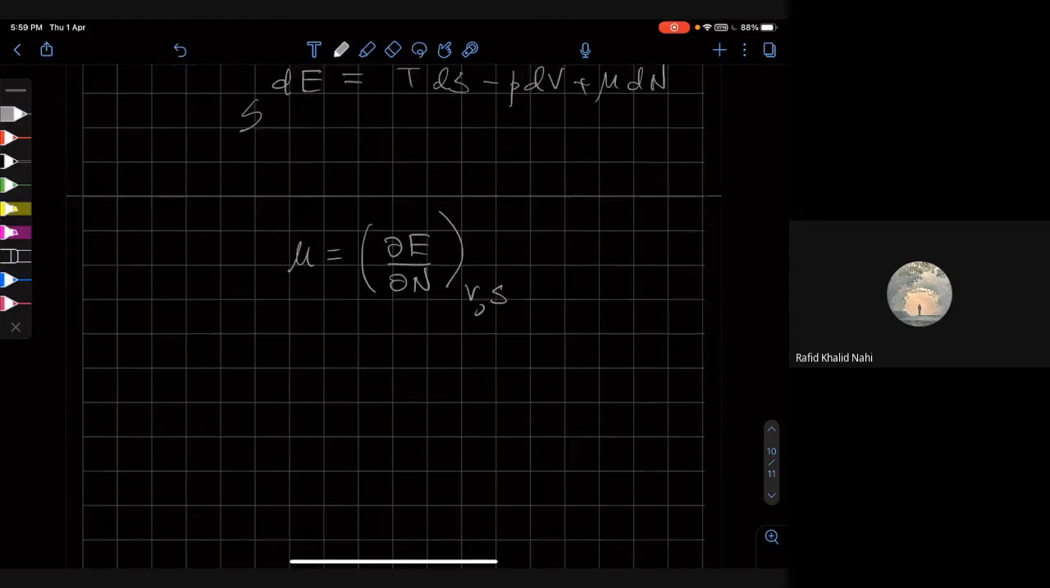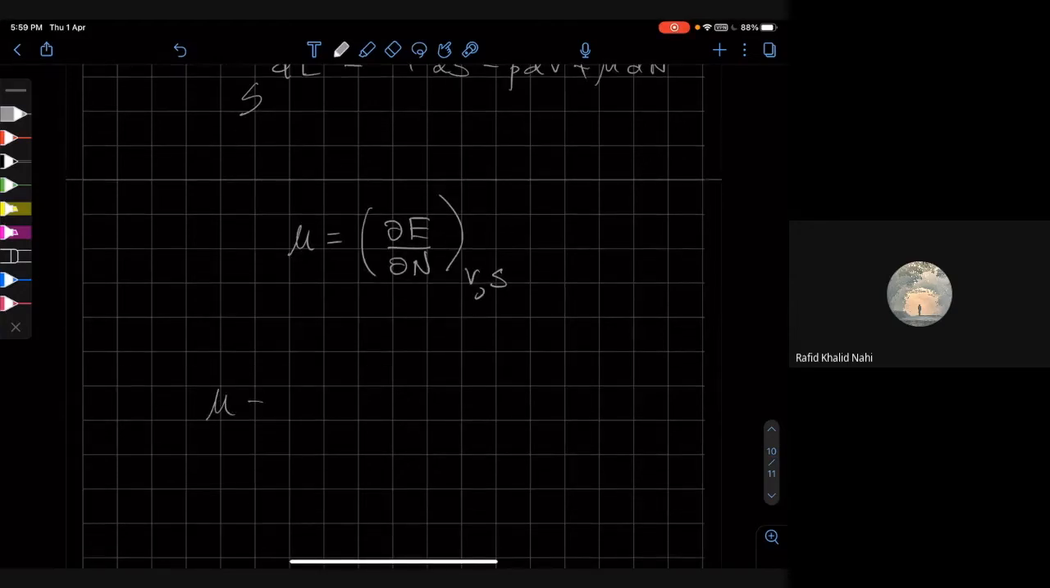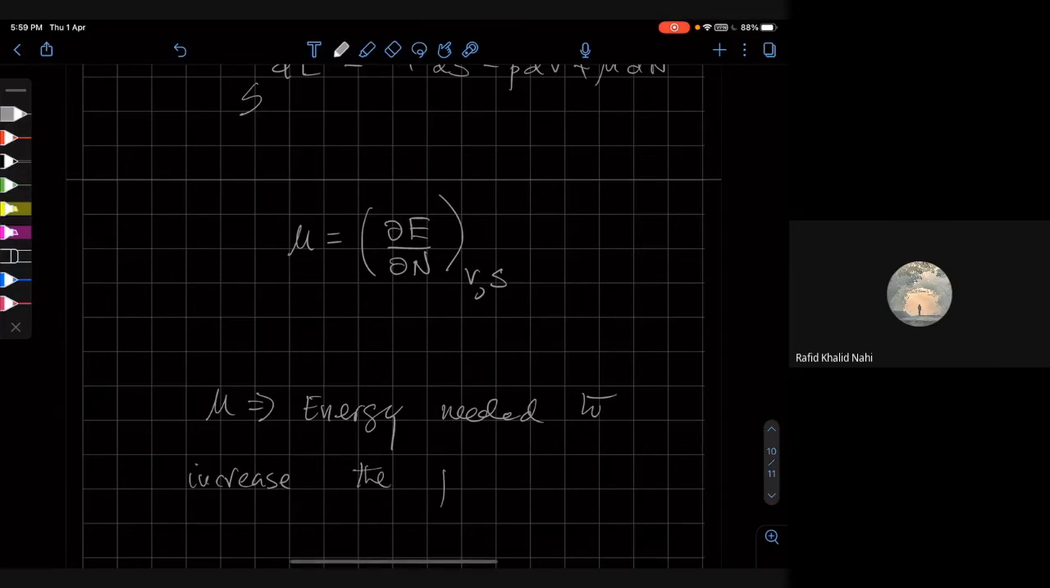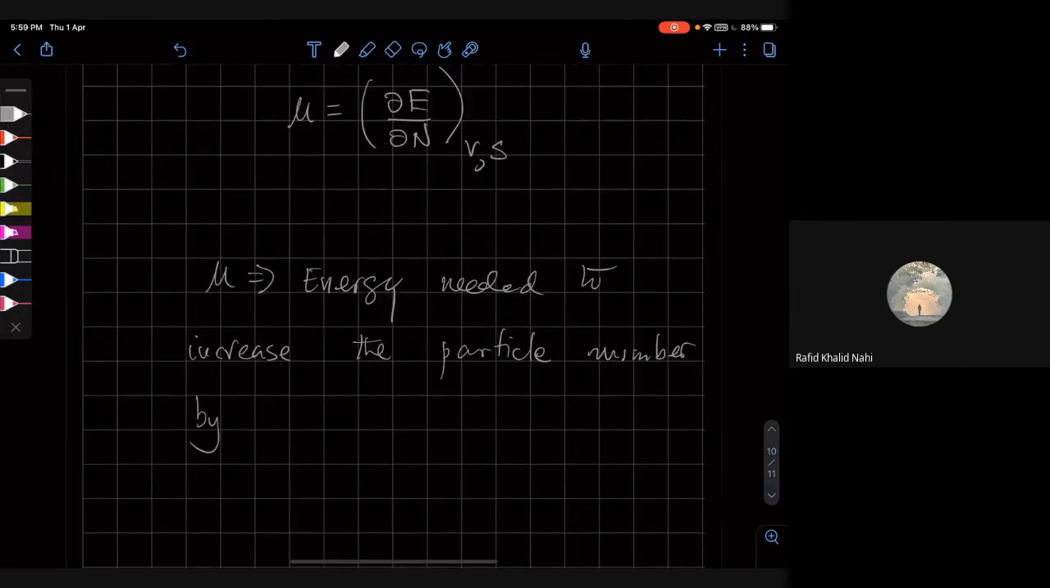So what does this mean? This means that mu, the chemical potential, is the energy that is needed to increase the particle number by 1 unit, but keeping the volume and the entropy the same.